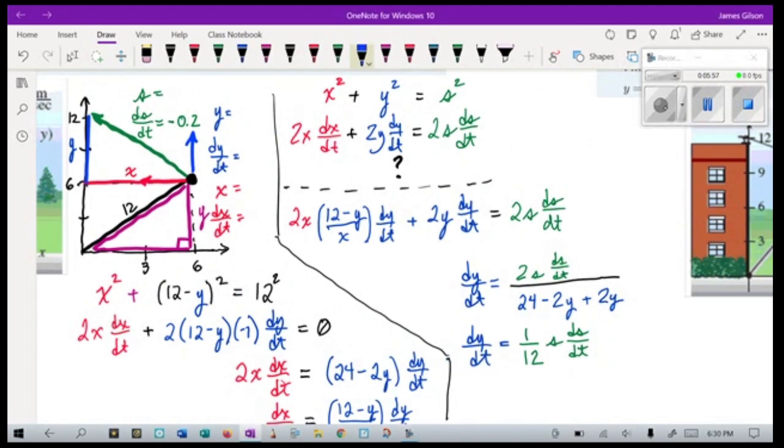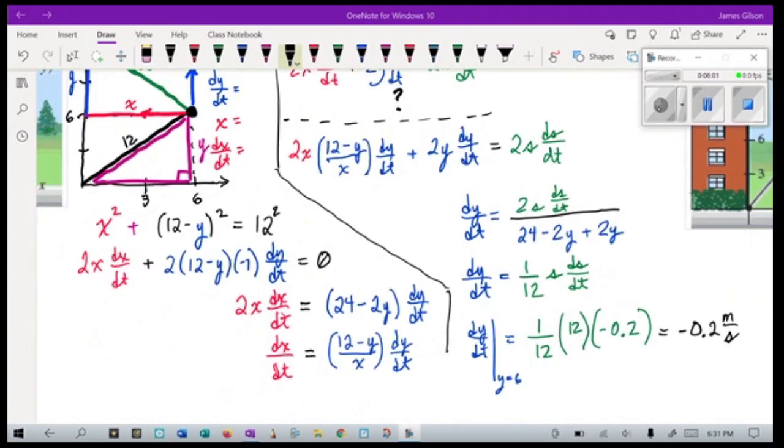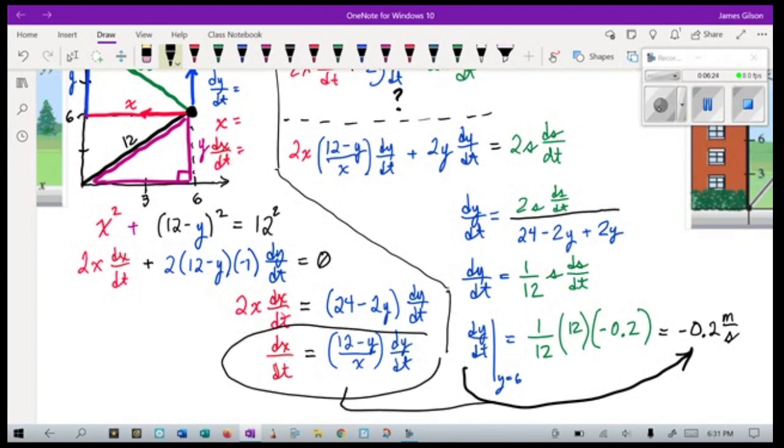So now we can make substitutions that will fix this to a single point in space and time, and ultimately compute that the rate of change in the y direction at that point in space and time is negative 0.2 meters per second. Now, in order to compute dx dt, we just have to go to a relationship between dy dt and dx dt, and as it turns out, we can tap back into this relationship because it's the easiest relationship that we have that we can use to compute dx dt.